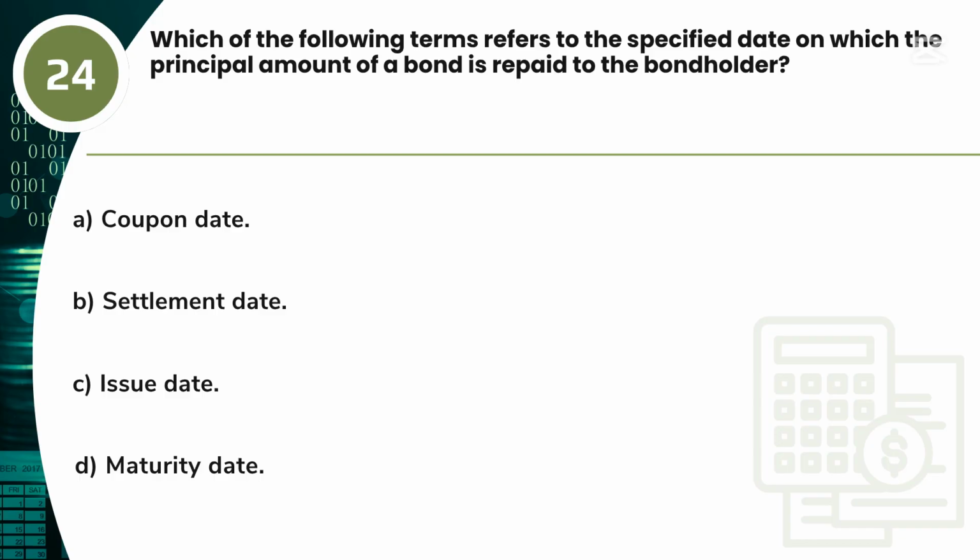Question 24. Which of the following terms refers to the specified date on which the principal amount of a bond is repaid to the bondholder? A. Coupon date. B. Settlement date. C. Issue date. D. Maturity date.